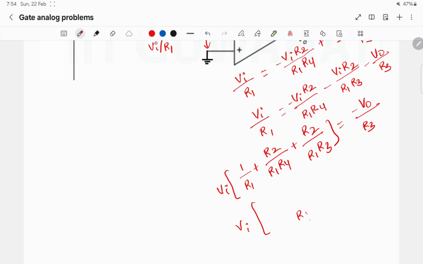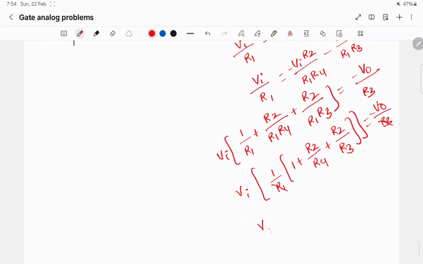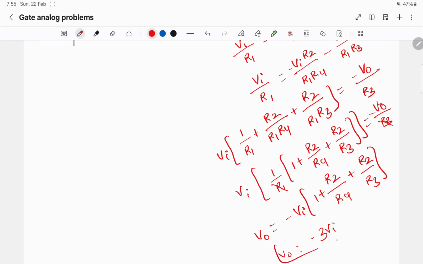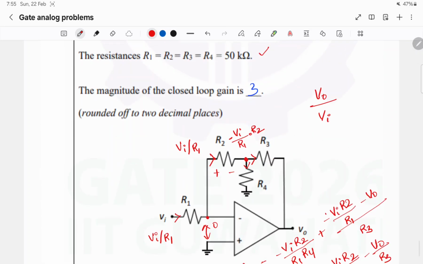If I take 1 by R1 common, it will be 1 plus R2 by R4 plus R2 by R3, minus V0 by R3. Since R1 and R3 are equal, they will get cancelled. So V0 will be minus Vi times 1 plus R2 by R4 plus R2 by R3. Because they are equal, it will be minus 3 times Vi, and in the question they have asked only the magnitude, so the magnitude of the gain will be 3.